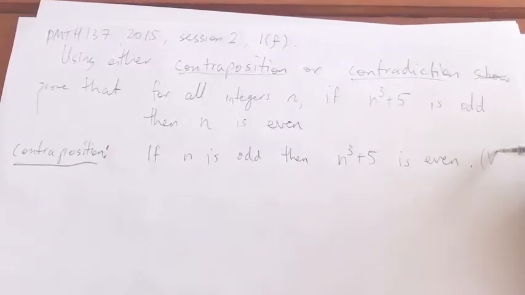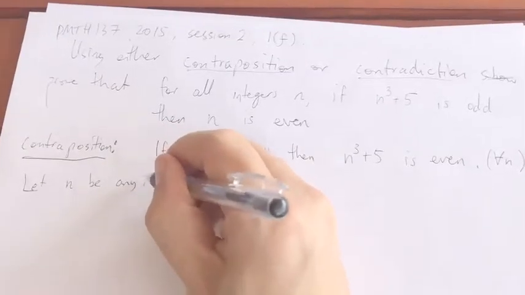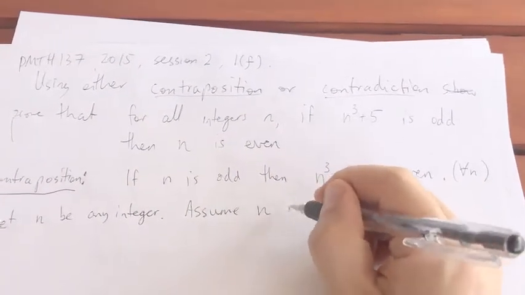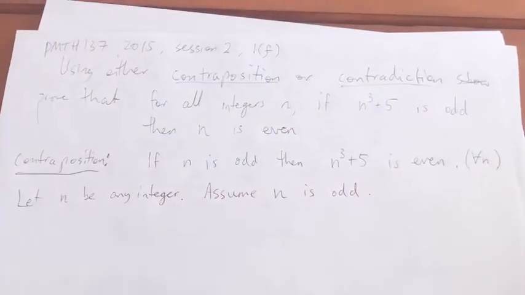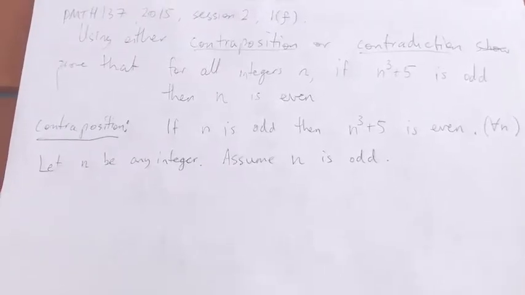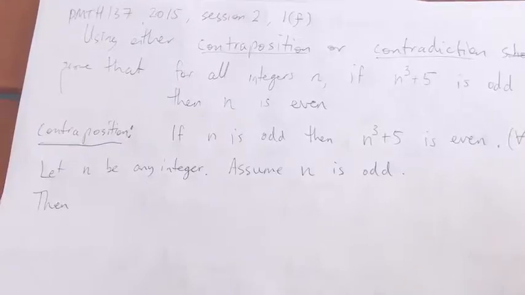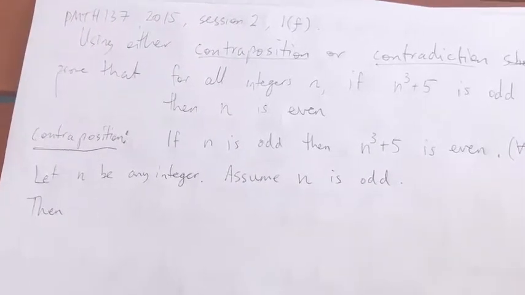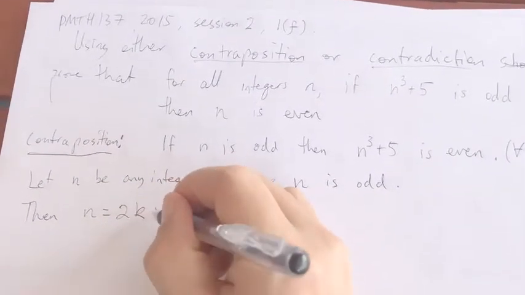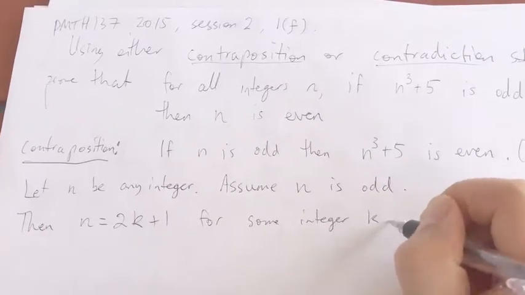Okay, so let's do that. So let n be any integer, and then assume n is odd. Okay, so if n is odd, then well, n cubed is also odd, and you might want to show that. So maybe you can write n is 2k plus 1. So this is the definition of odd. So it's 2 times an integer plus 1.